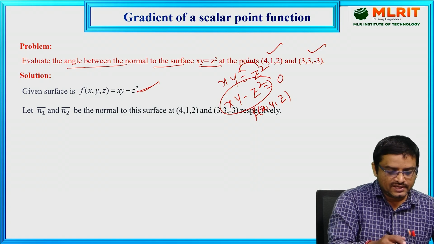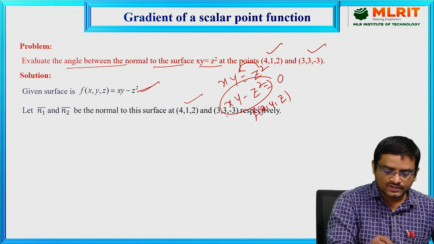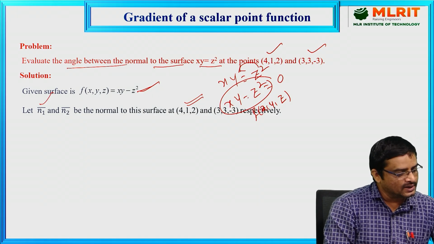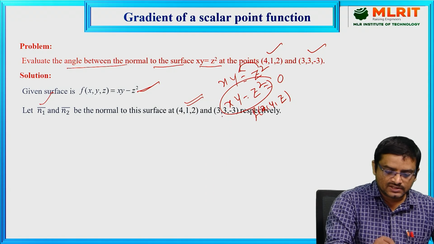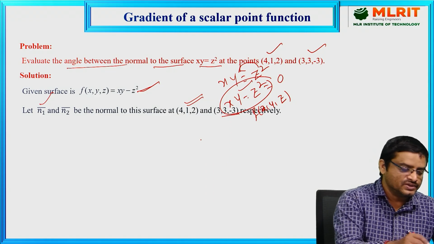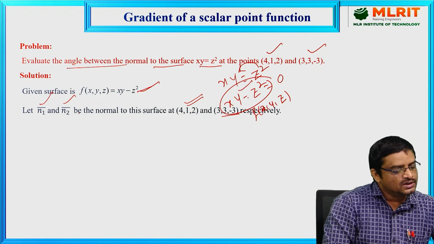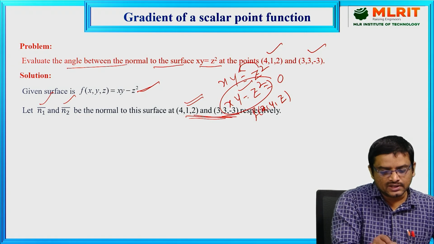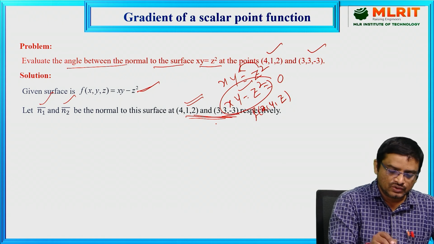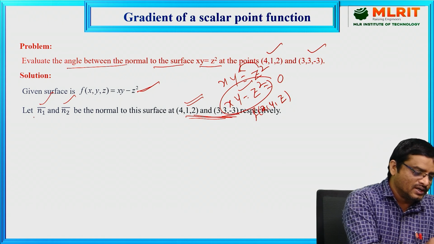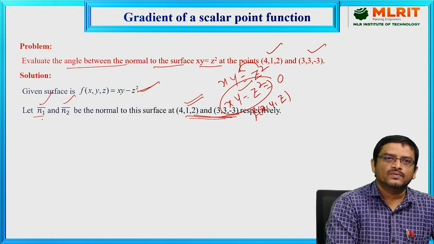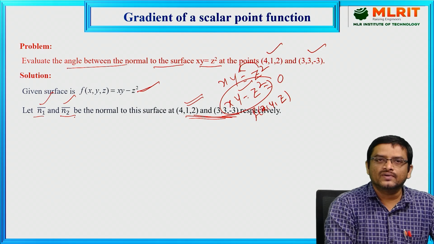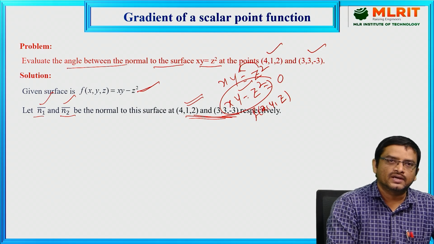Now since he has given 2 points on that particular surface, at the first point on this surface you consider n1 bar as the normal vector, and at the second point on the same surface, you consider the second normal as n2 bar. So whatever normal vector you get at one point, you consider it as n1 bar, and at the second point, whatever normal vector you get, you represent it as n2 bar.